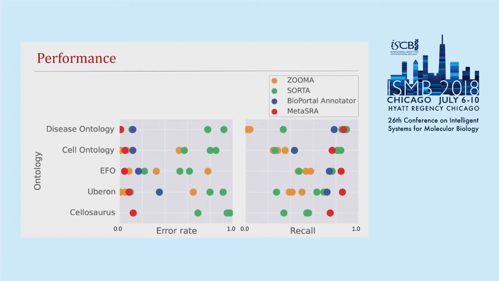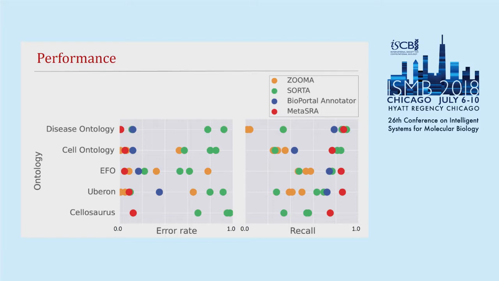And so we compared this pipeline, which we call the MetaSRA, to 3 existing programs that take the named entity recognition approach: Zooma, Sorta, and the BioPortal Annotator. And we compared all these tools across all 5 ontologies using error rate and recall, where error rate is the fraction of terms that we output that are wrong, and recall is the fraction of terms that we want to output that we do output.